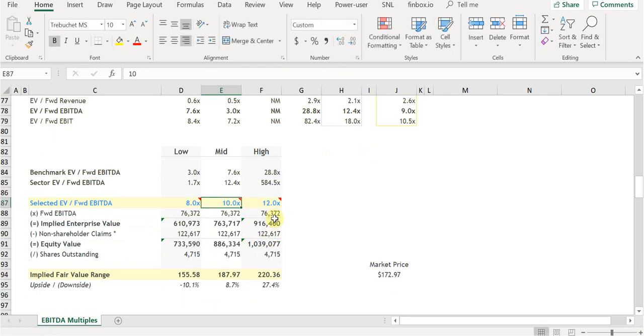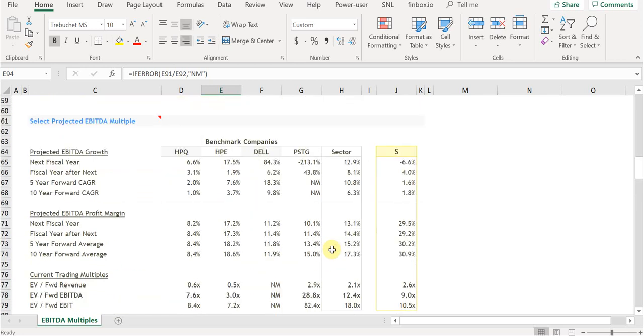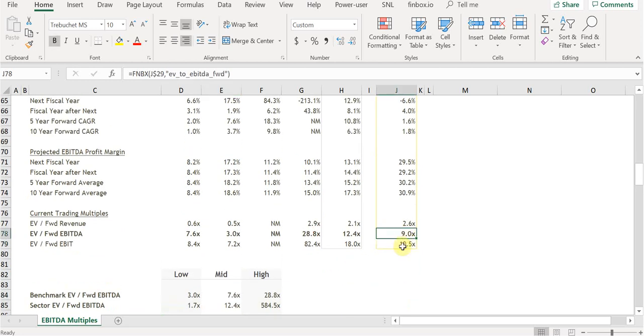I think 10 times is probably reasonable in terms of forward EBITDA. Even though they potentially could be not growing as fast as they used to, they are also extremely large. They can price out competitors. They have a pricing advantage with their suppliers. They have dominant market share with their products. So to me, I don't think Apple is going out of business anytime soon.